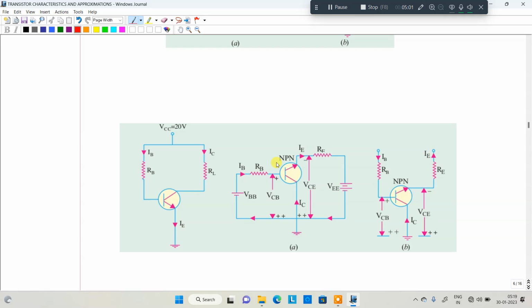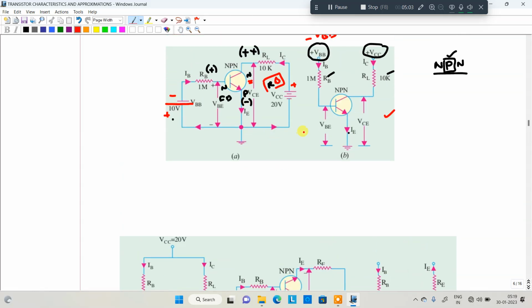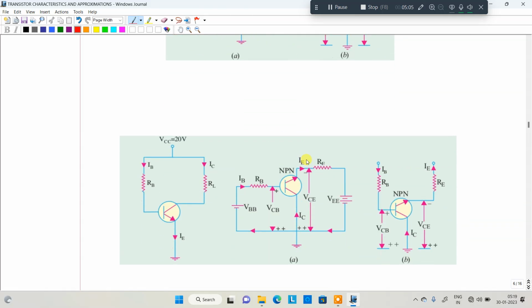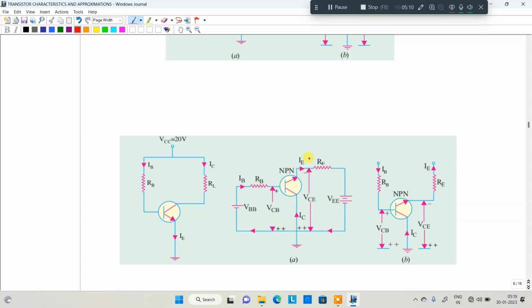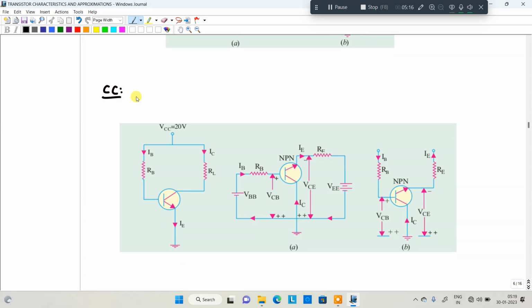Coming to the last one, after common emitter configuration: the common collector configuration, CC. In the case of the common collector configuration, the collector terminal should be common to both input and output. Here also it is an NPN transistor. The inside is the P terminal, with emitter as well as collector.